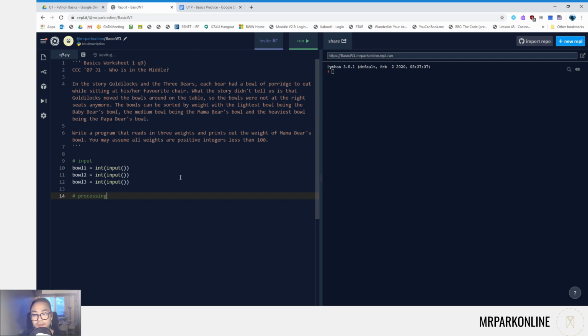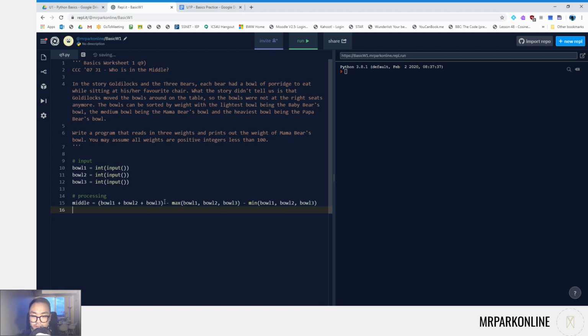All right, in our processing part, what we want to do, like before, take the total sum, take away the min and the max of those values. So we're going to say the middle is going to be, we're going to get the sum of them all. So bowl 1 plus bowl 2 plus bowl 3. And we're going to take away the max of bowl 1, bowl 2, and bowl 3. And we're also going to subtract the minimum, bowl 1, bowl 2, bowl 3.